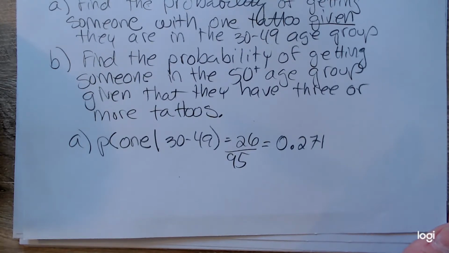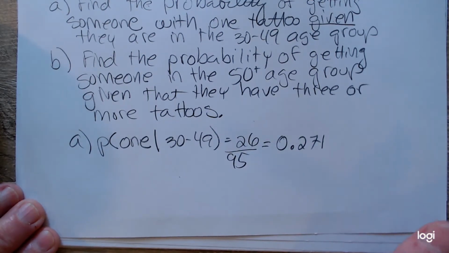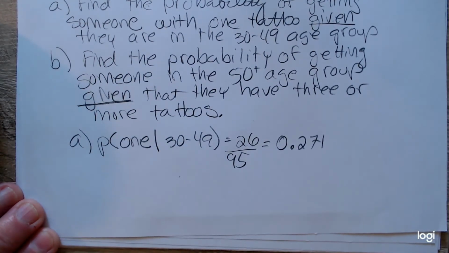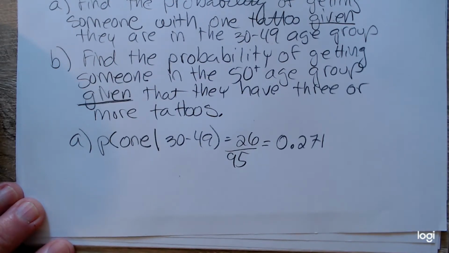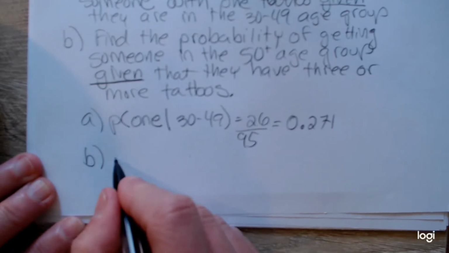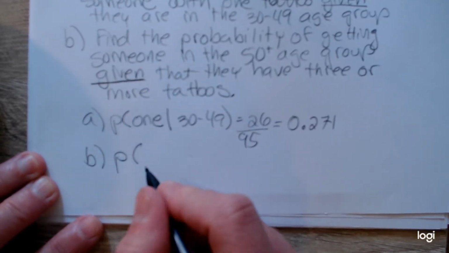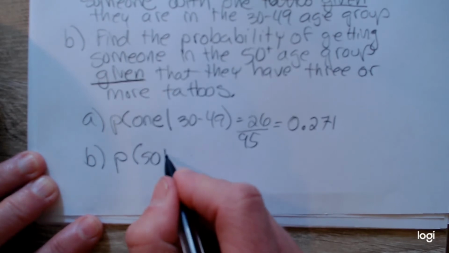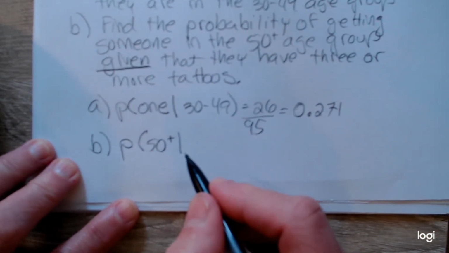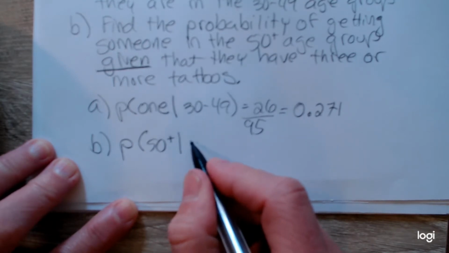So for part B, we want to find the probability of getting someone in the 50 plus age group given that they have 3 or more tattoos. Again, right here, this wording given means I'm going to be reducing my sample space. I'm not going to be looking at the grand total. In notation, that's going to be the probability that we get a 50 plus person given that they have 3 or more tattoos.